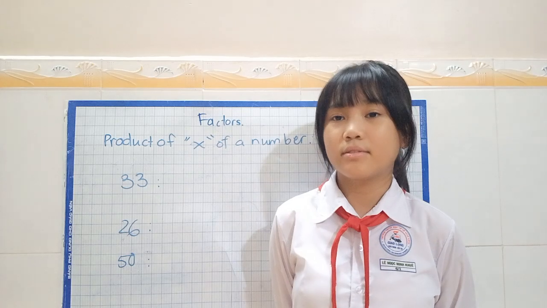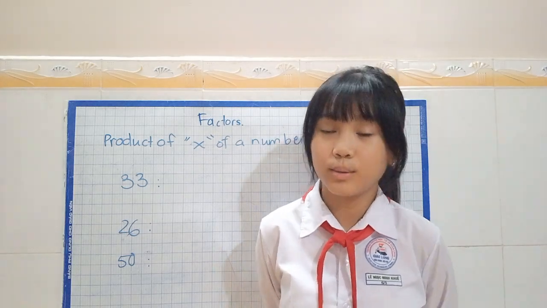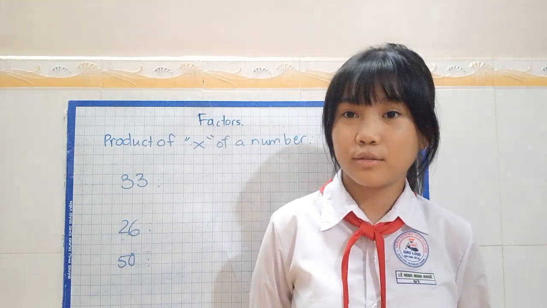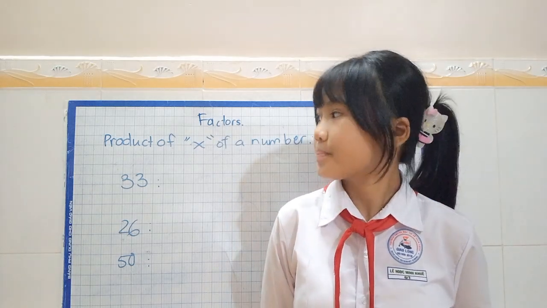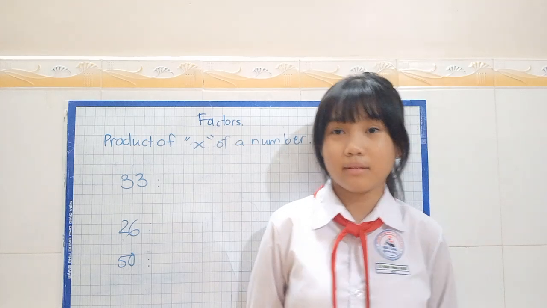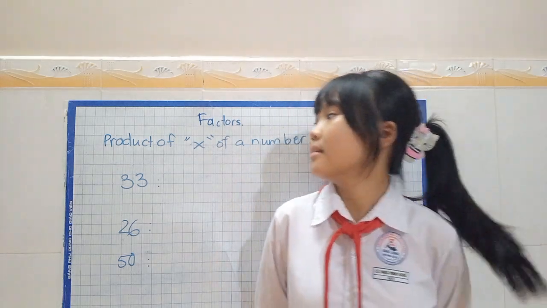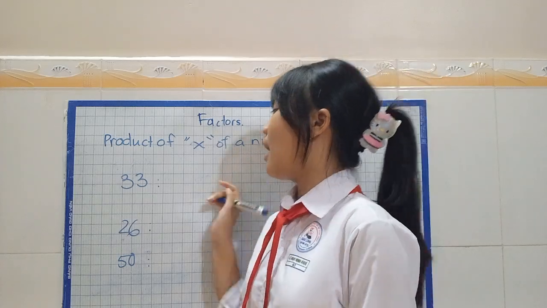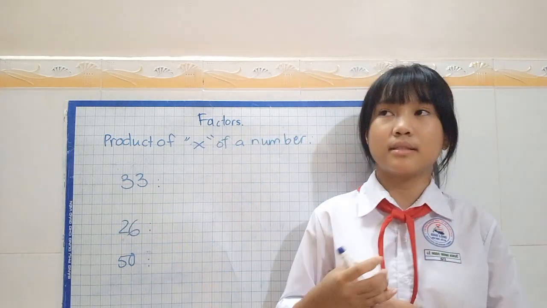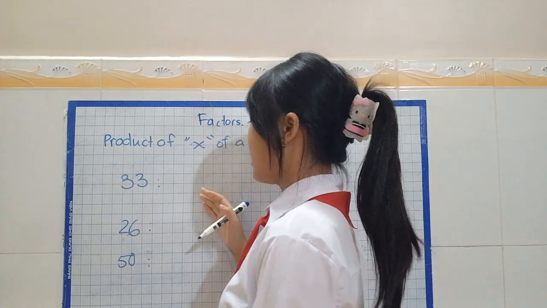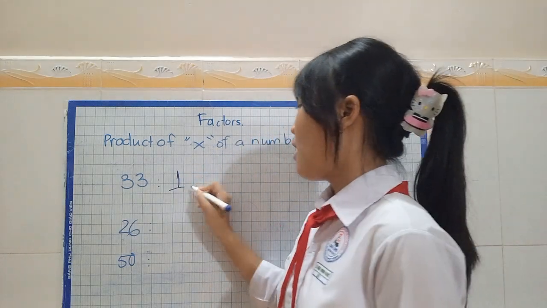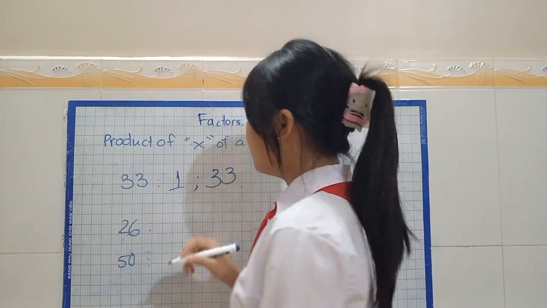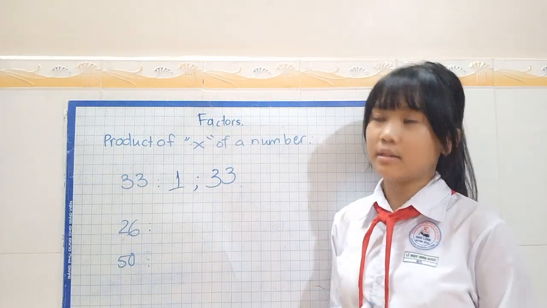A number will have at least two factors, and the factors are the numbers that, when multiplied together, give the product of that number. Let me do an example for you. Here we have the factors 1 and 33, so this number only has two factors.